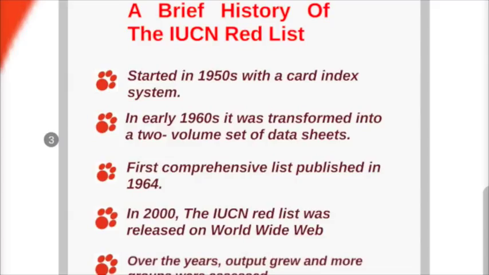And over the years, the data in the IUCN Red List was growing bigger and bigger. And hopefully, we hope that IUCN can record all species in the Red List so that we can pass the data to our next generations.